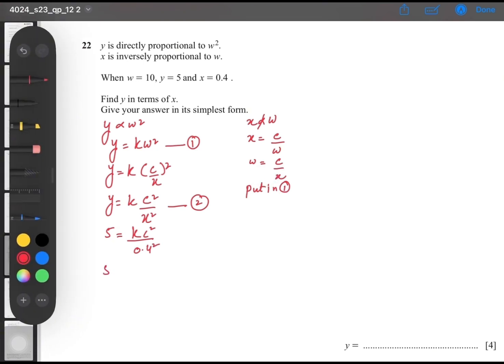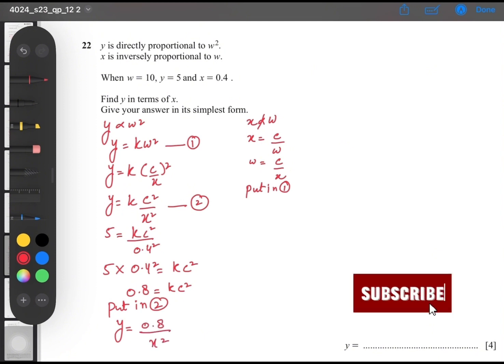So we cross multiply, it will be 5 multiplied by 0.4 squared is equal to k c squared, and after multiplying, I'll get 0.8. This is equal to k c squared. So I can put this in equation 2. So y is equal to 0.8 over x squared. So this is the answer of y in terms of x.